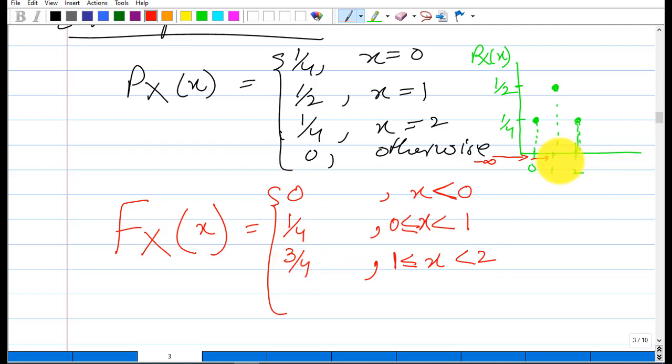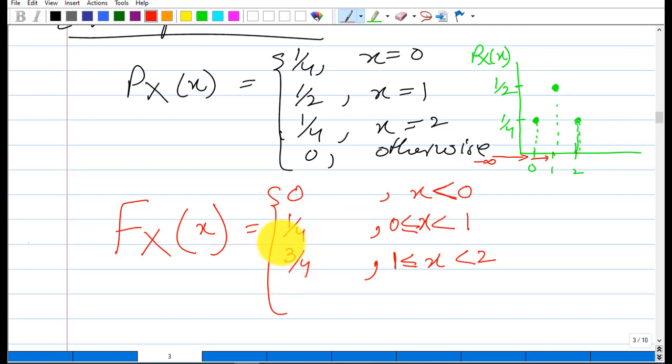Now, when we reach 2, at this point what will happen? We have the probability 1 by 4. It will be added to the previous probability. And what is the previous probability? 3 by 4. Because this is cumulative now, previously it was just 1 by 4, but now all the things are added up to here. Sari cheezein yahan tak jama ho chuki hain. 1 by 4 bhi jama ho gaya aur 1 by 2 bhi jama ho gaya.